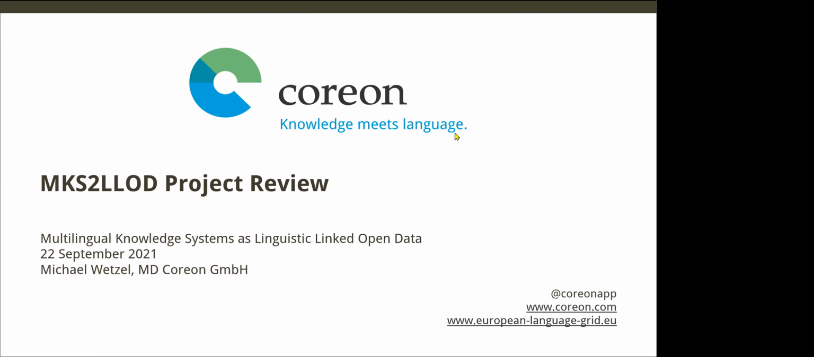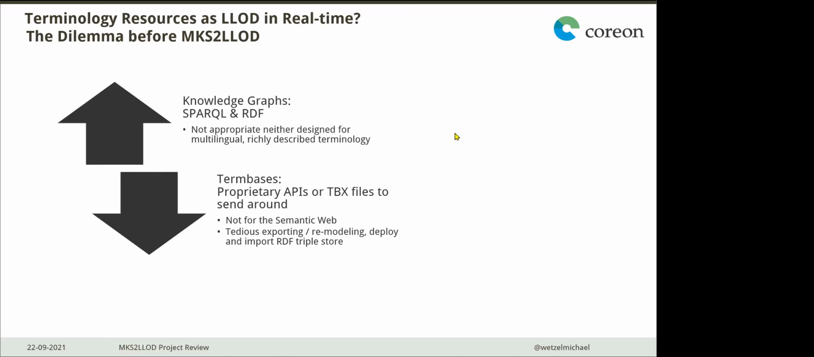The challenge. Accessing terminology with the methods of the Semantic Web means using protocols such as SPARQL, syntaxes such as RDF. Knowledge graph solutions, they do this usually, but they are, and our customers confirm this, not suitable for multilingual terminology. Whereas to our knowledge, all available off-the-shelf terminology tools do not provide SPARQL and the like. They all come with proprietary APIs, but not SPARQL.